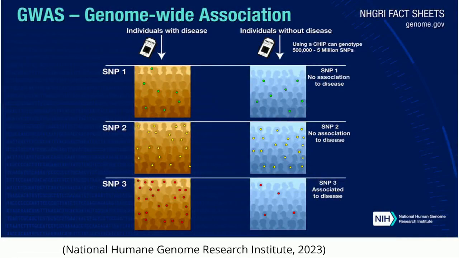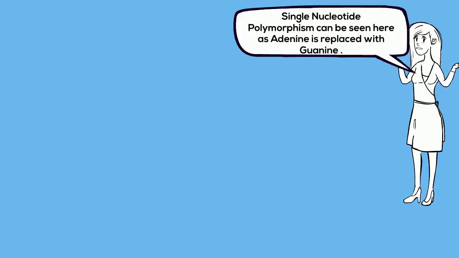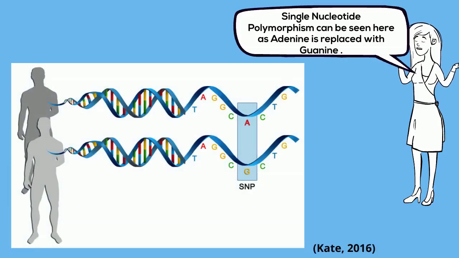The extracted DNA is placed on a chip and then scanned using laboratory machines, which can identify all the single nucleotide polymorphisms, known as SNPs. SNPs are genetic variants that are caused due to changes in a single nucleotide base in our DNA. For example, in this picture, the adenine is replaced with the guanine. Upon analysis, if specific SNPs are found to be more consistent in the case group than the control group, they can be said to be associated with the disease.